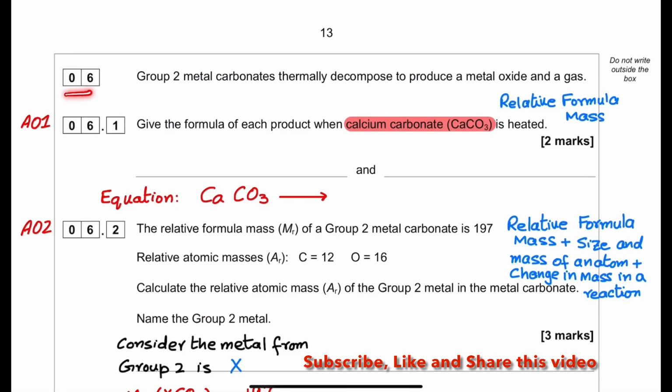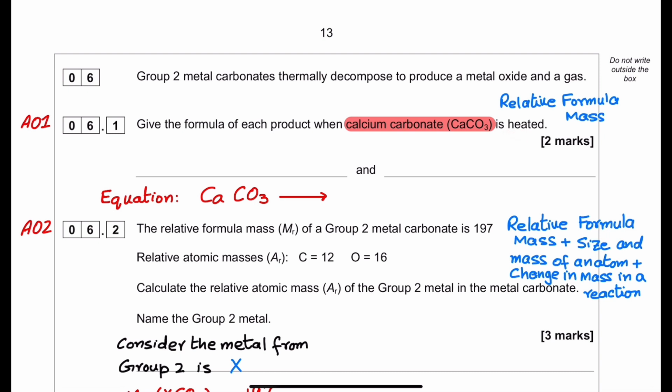Question number 6. Group 2 metal carbonate thermally decomposes to produce a metal oxide and a gas. 6.1. Give the formula of each product when calcium carbonate CaCO3 is heated.